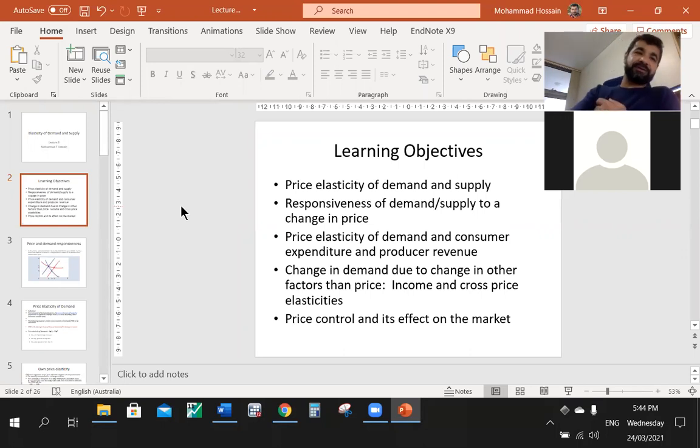So the first thing we talk about is price elasticity of demand and supply. What is this elasticity about? When you talk about elasticity, it means how elastic they are. What do we mean by elastic? Most items are elastic, aren't they? If you put pressure on them, they will expand. Even iron or steel will expand if you put pressure on it.